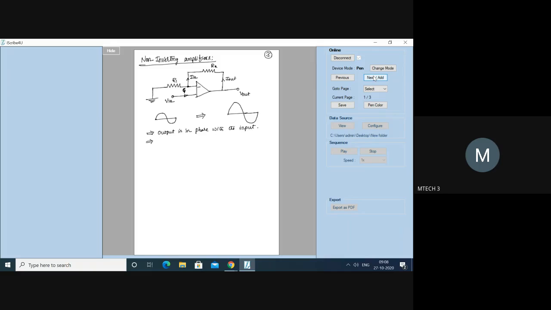Output is in phase with the input. Here, write down: the inverting terminal is grounded. Voltage Vin is given to the non-inverting terminal, that is plus. Okay, right.